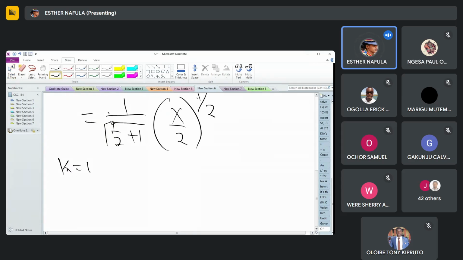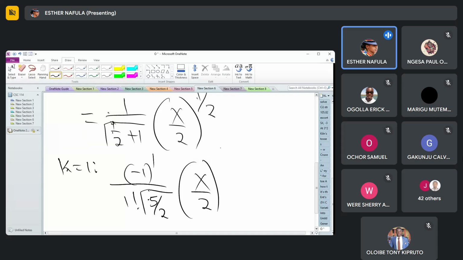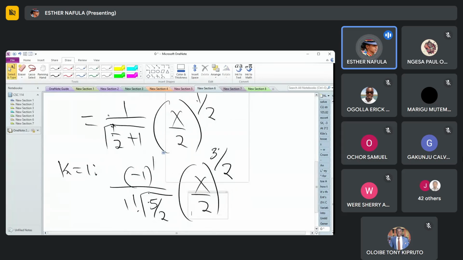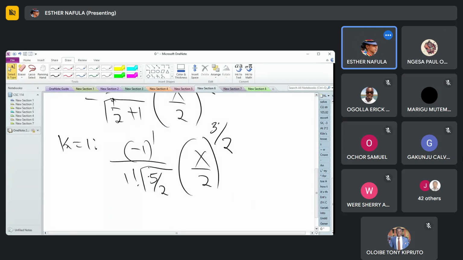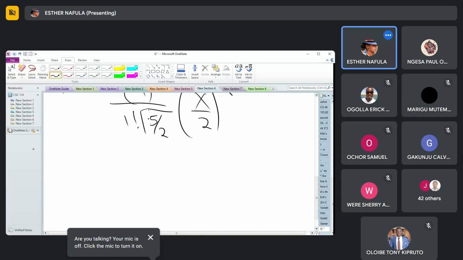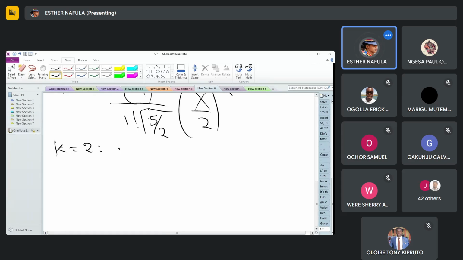When k is 1, we have minus 1 raised to power 1 divided by 1 factorial, gamma of 1 plus a half plus 1. Is it gamma of 5 over 2? X over 2 raised to 3 over 2. Is this what you get? Yes. When k is 2, I think we can stop at k equals 3 and then write down the terms.